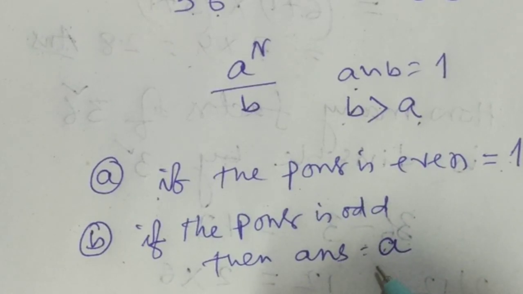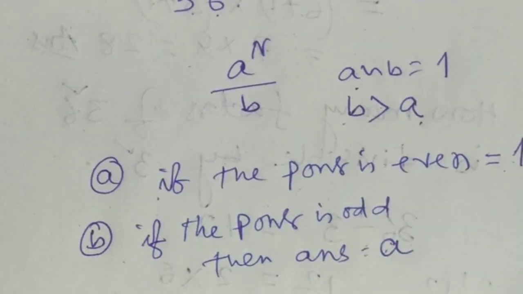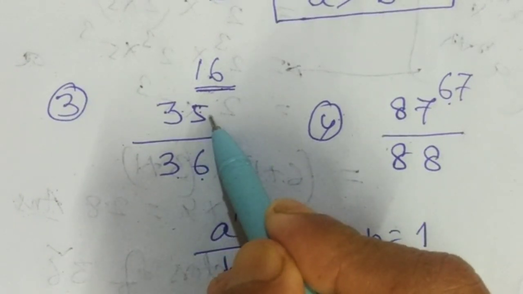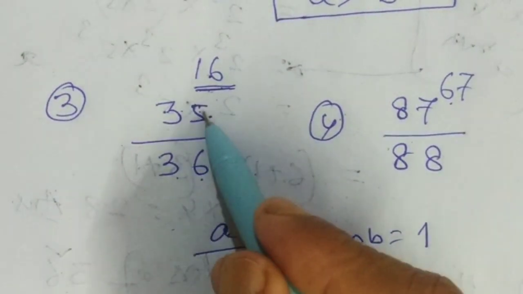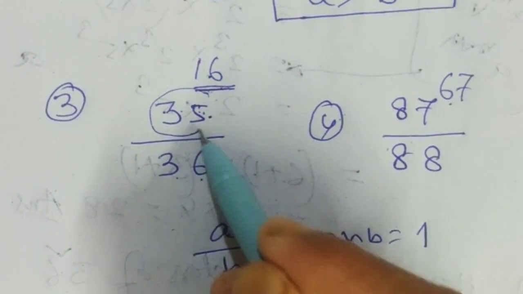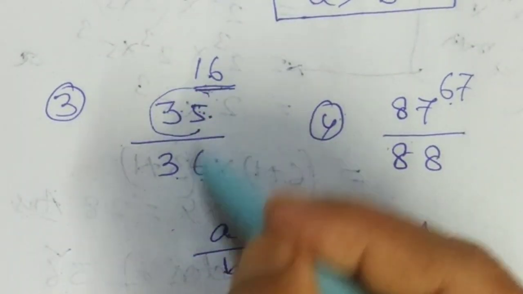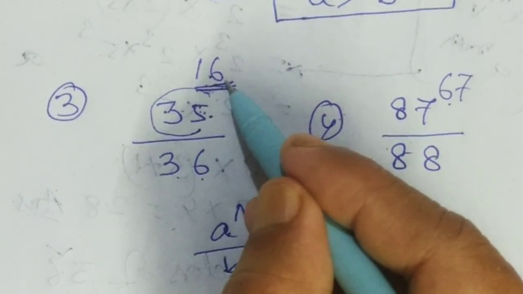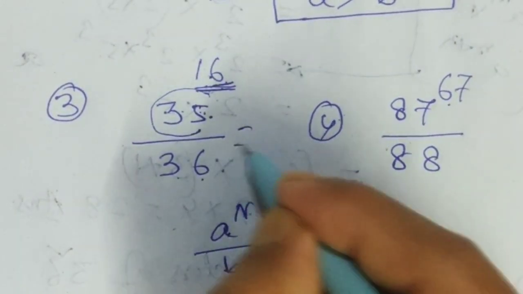A means, tell me, a means, this is a. This is a, no? So the answer is a if the power is odd. Here in this case, power is 16, that means power is even, so its answer is 1.